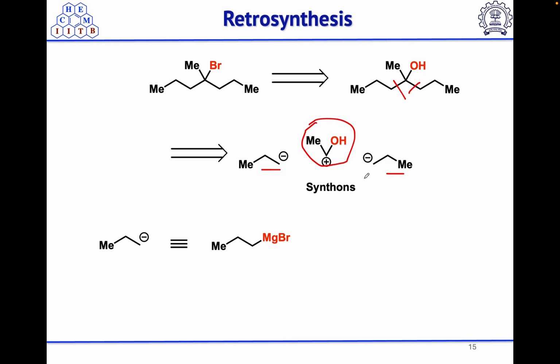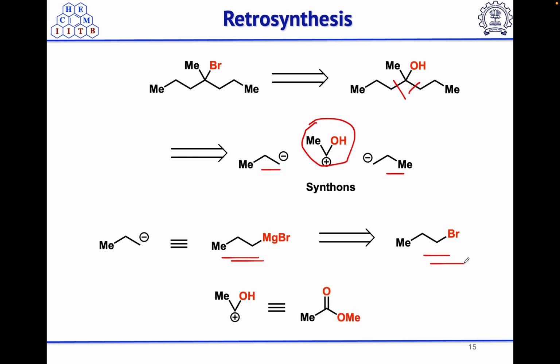So what will be the synthetic equivalent? This is the Grignard reagent, propyl magnesium bromide, and this we can get from propyl bromide. And for this we can think about the methyl ester, methyl acetate, which will be the other starting material. Yeah, so we'll see the forward synthesis also.